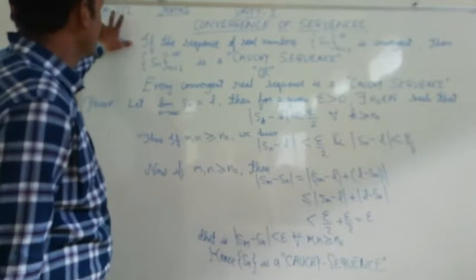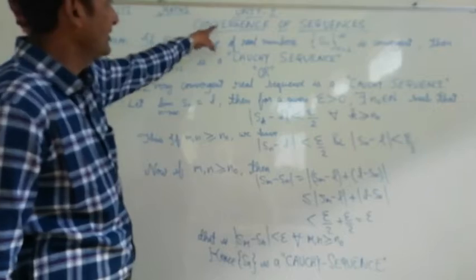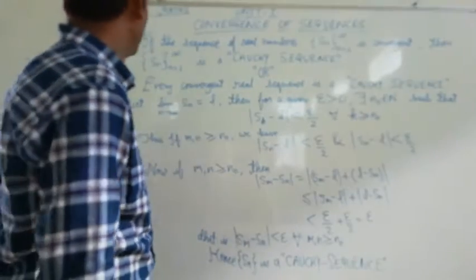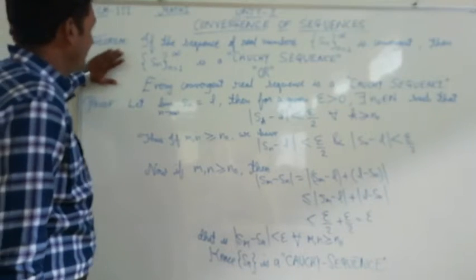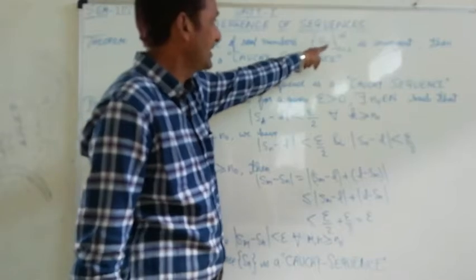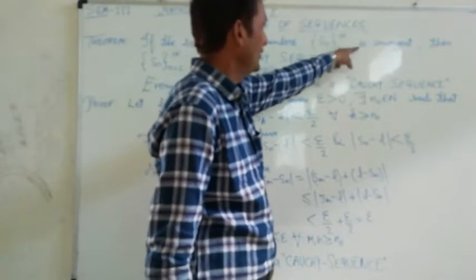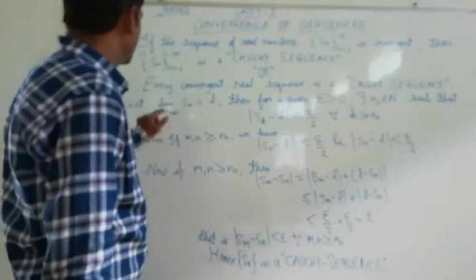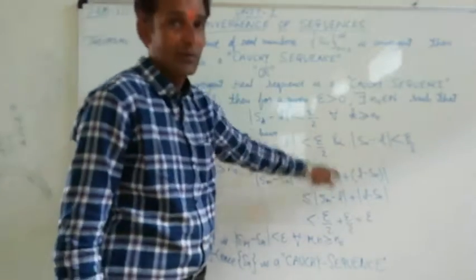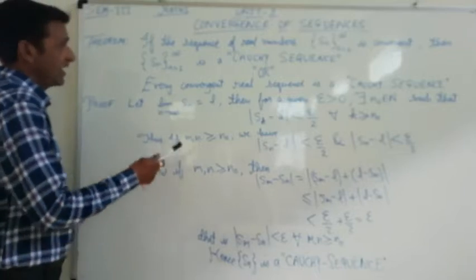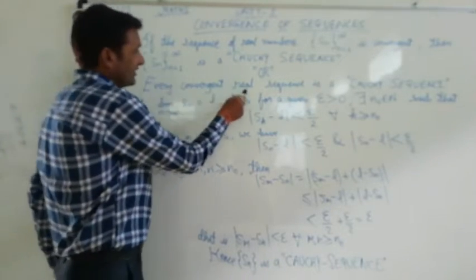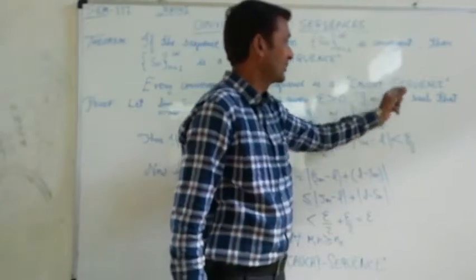Today we will discuss semester 3 mathematics, the topic convergence of sequences, which is our unit 1, in which we are doing one theorem. The theorem is: if the sequence of real numbers Sn, from n equal to 1 to infinity, is convergent, then Sn is a Cauchy sequence. Cauchy sequence I have explained to you yesterday in my previous lecture. Every convergent real sequence is a Cauchy sequence.